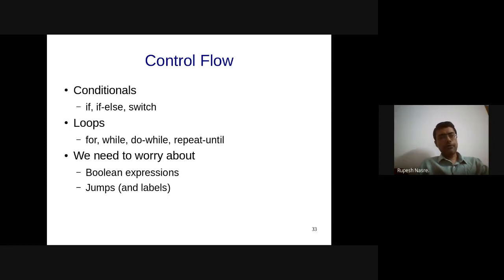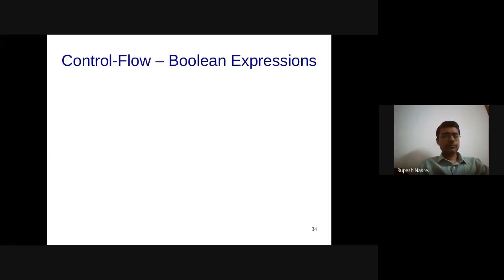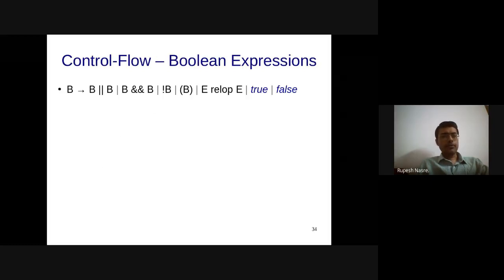Moving forward, we have other control structures like conditionals and loops, and within those we need to worry about Boolean expressions as well as jumps. So that is what we are going to look at now. There are lots of different kinds of Boolean expressions. For example, I can have or, and, not, parenthesized expression, and then there are relational operations, rel of e, or the Boolean expression could directly be true or false depending upon the language.